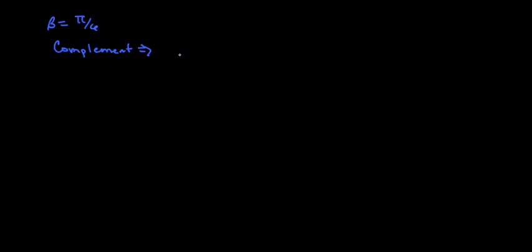Here, beta plus its complement, it doesn't really matter what we call it, let's call it alpha, is going to be equal to 90 degrees. Now, if we do that in radians, that's going to be equal to pi over 2. So we've got pi over 6 plus some angle has to be equal to pi over 2. And so the angle that we're looking for, the complement, is going to be pi over 2 minus pi over 6.